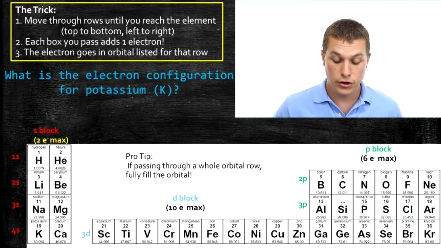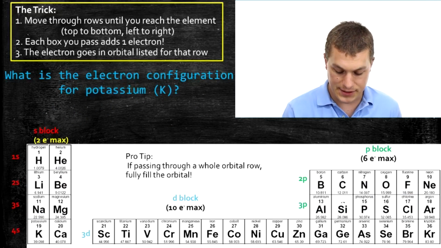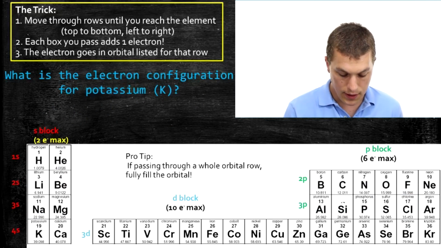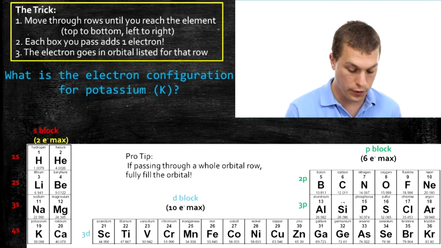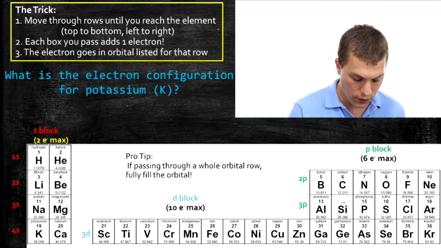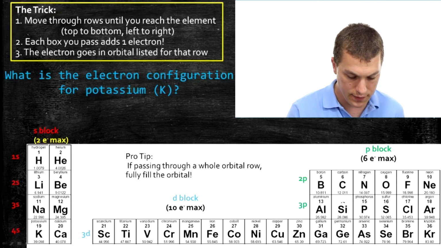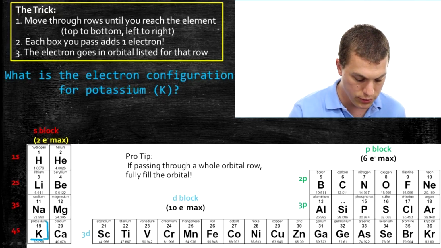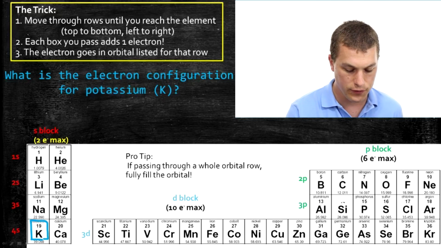All right, now we're going to do potassium. And potassium, we see, is K. That's the symbol for potassium. And it's down here in the 4s. So we got the 4s right here. And that's where potassium is. So we're going to go all the way through them until we get down to the 4s.